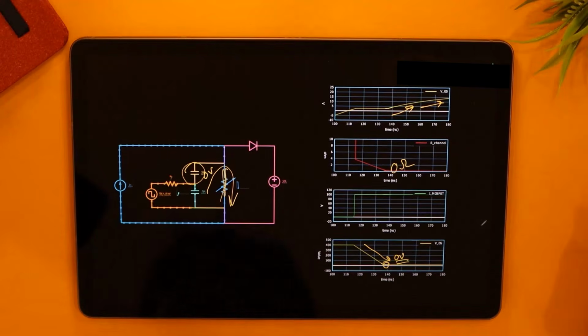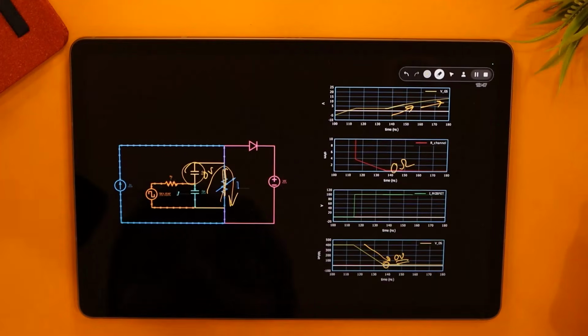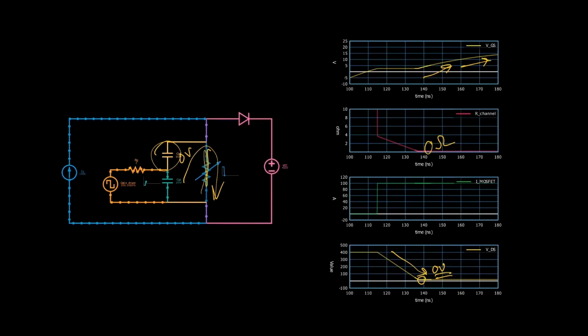So there you go. This was the part 1 of the video where we explained why the plateau occurs, right? Now on to the next part where we see how it impacts things like switching losses and what are the factors that affect the plateau.